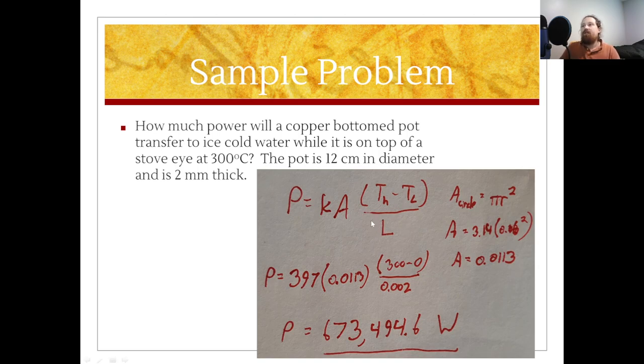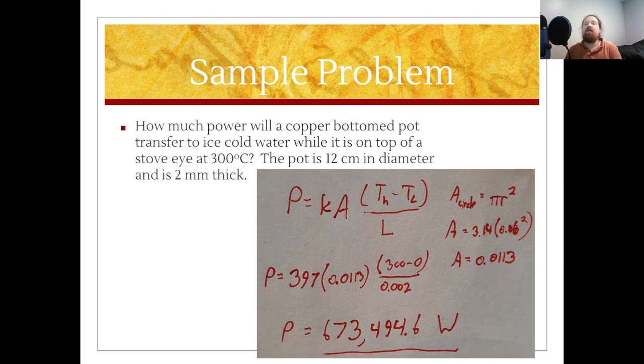Last term is the pot's thickness, the L term right here. That is 2 millimeters thick. I went ahead and converted that into meters, since that's the unit we want to use as a standard. 2 millimeters is 0.002 meters. That gives us everything we need to solve for our final power of 673,494.6 watts. That's a lot of energy.